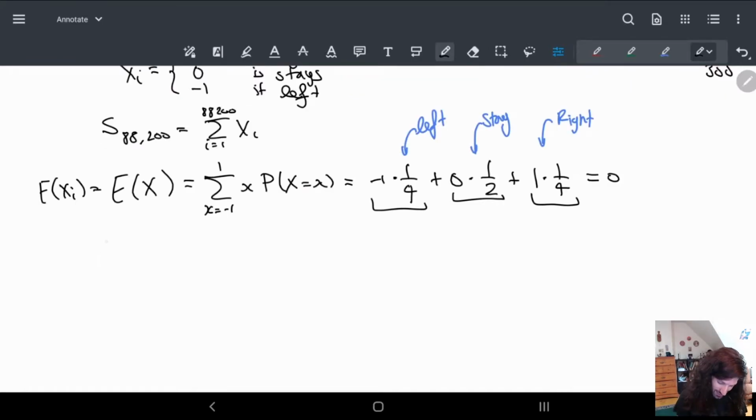So what is X squared, right? What is this equal to? This is almost the same, except we're squaring everything.